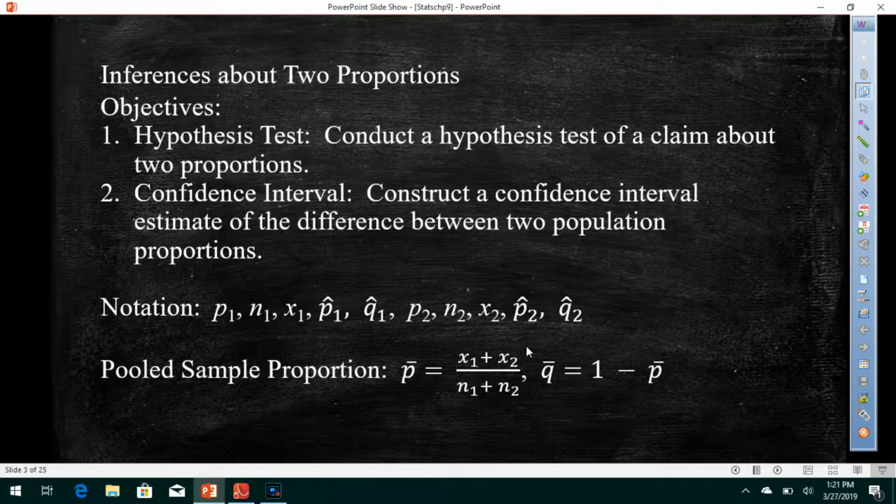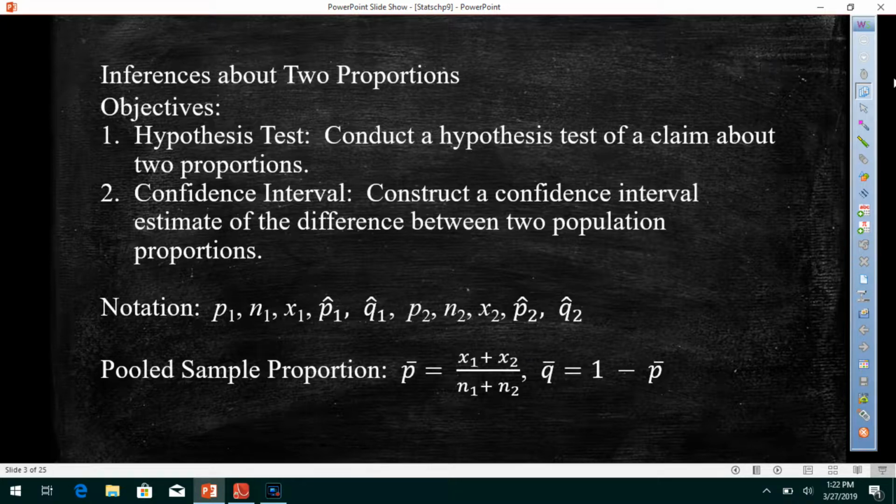Inferences about two proportions. Objectives. Well, the hypothesis test would be one, and the other would be the confidence interval. Hypothesis test, we're going to conduct a hypothesis test of a claim about two proportions. Number 2, the confidence interval. Construct a confidence interval estimate of the difference between two population proportions.